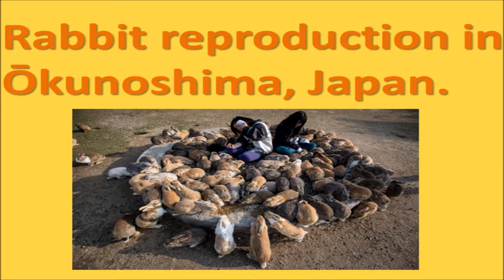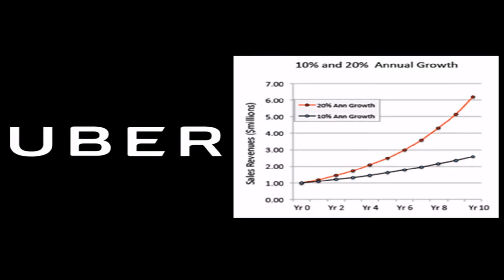It is believed that in 1971, some kid left 8 rabbits on the island, and from then on, they reproduced and formed an entire society of rabbits. Another clear example of exponential growth is in the business area, with companies like Uber that started recently, and the demand has been increasing over time.